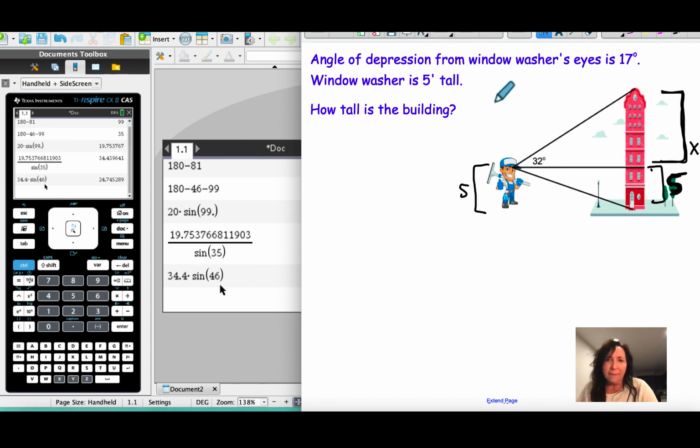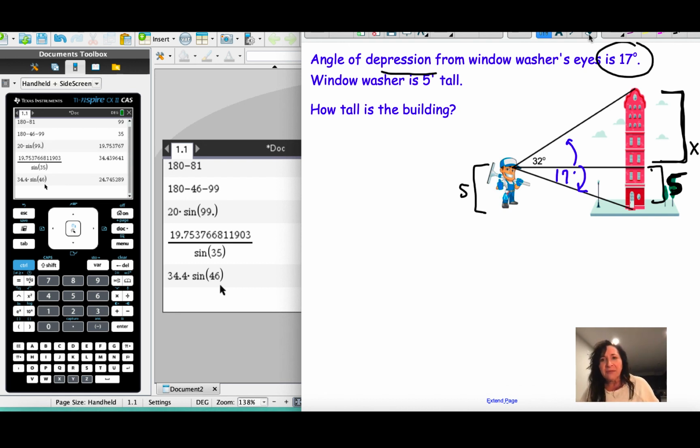In the meantime, they gave me also the information that the angle of depression is 17 degrees. Now, the key here is to know that the angle of depression is based off of a horizontal, which means that this distance here is based on my horizontal going down. That's the angle of depression. So that's 17 degrees. Whereas this right here would be the angle of elevation.